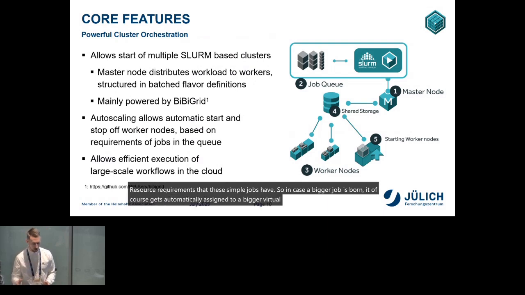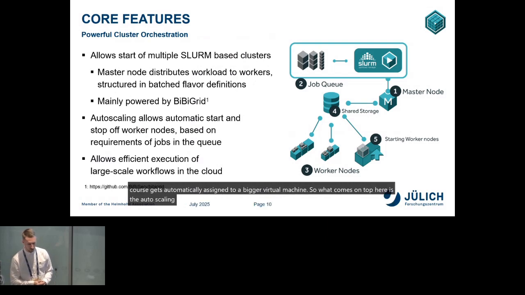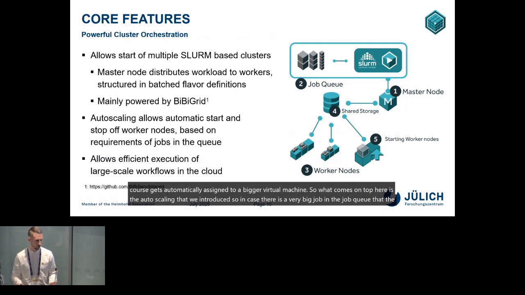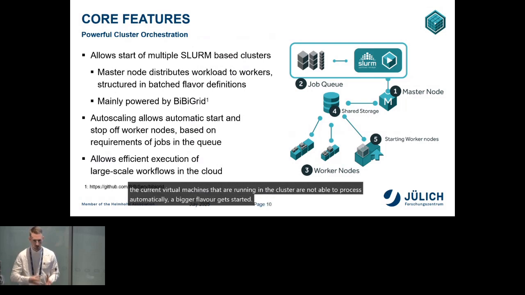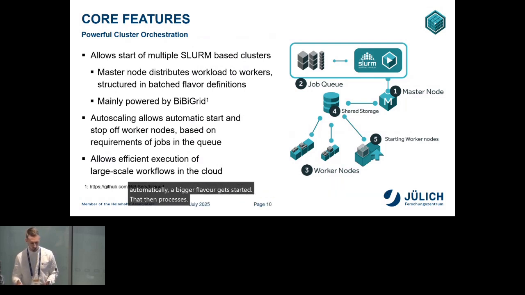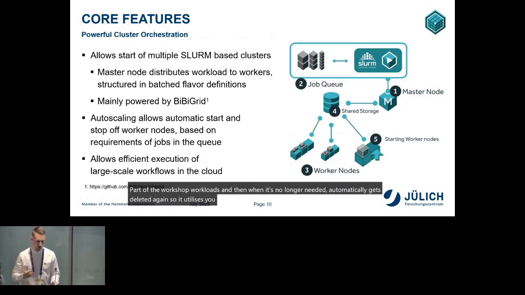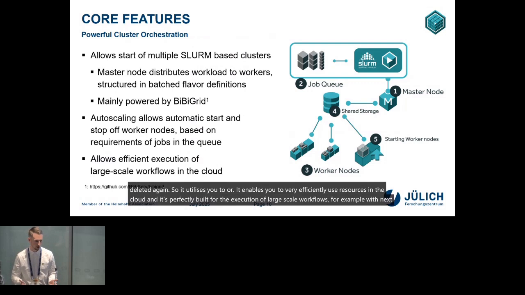This comes with the autoscaling that we introduced. So in case there is a very big job in the job queue that the current virtual machines running in the cluster are not able to process, automatically a bigger flavor gets started that then processes this part of the workload, and then when it's no longer needed, it automatically gets deleted again. So it enables you to very efficiently use resources in the cloud. And it's perfectly built for the execution of large-scale workflows, for example, with Nextflow, when they run for days or weeks.